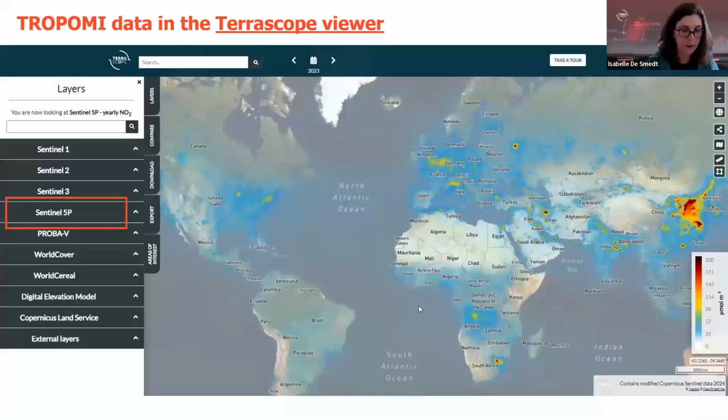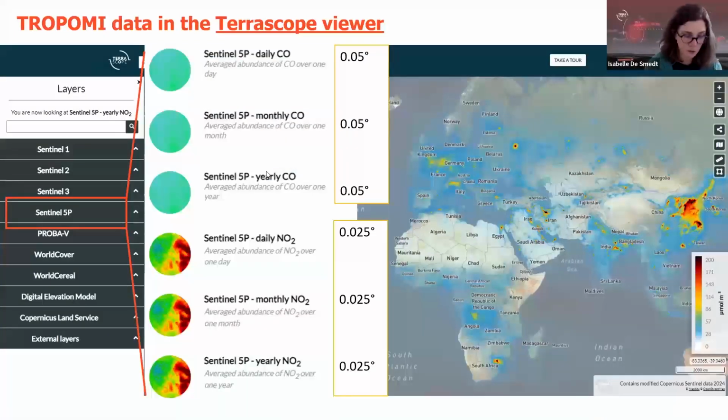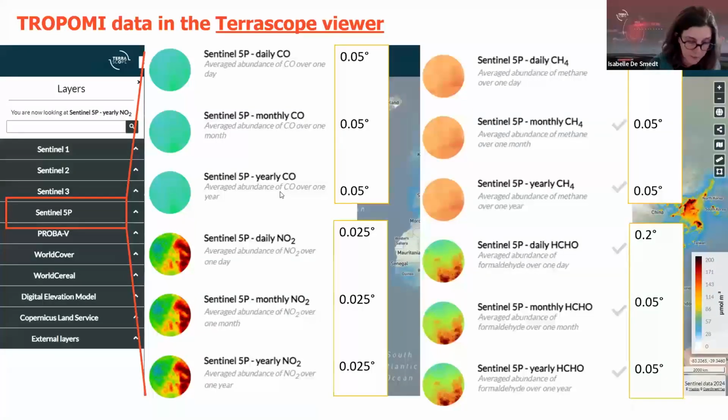So now I come back to the Terrascope viewer, and I summarize this first introduction. So we have now 4 TROPOMI products available in the viewer, with daily, monthly, and yearly data for each of them at different spatial resolution to get the most information out of the observation.